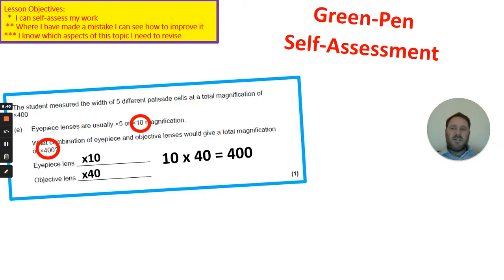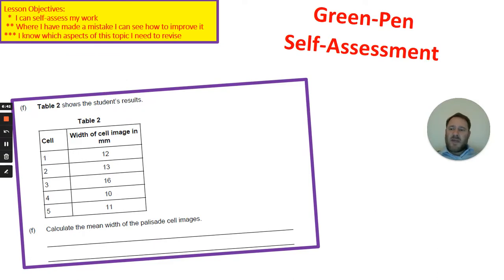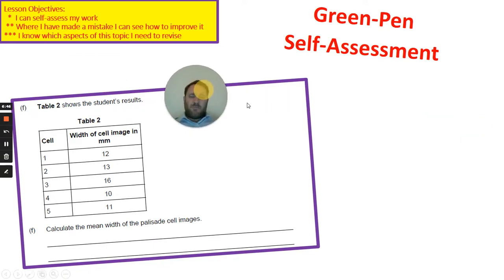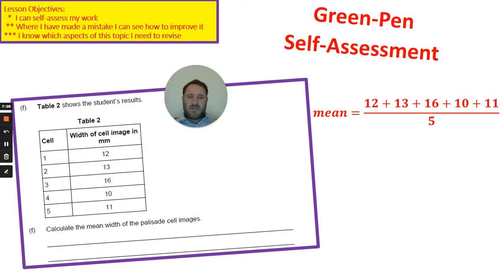And let's move on. So 1F, calculate the mean width of the Palisade cell images. So mean average, you add them all up and then divide by the number that there are. If you've got a scientific calculator, make sure that you use your BIDMAS, your brackets, and only press equals after you add everything up, otherwise the sum comes out all wrong. So what we need to do is 12 and 13 and 16 and 10 and 11, press equals and then divide by 5. So my sum would look something like this.